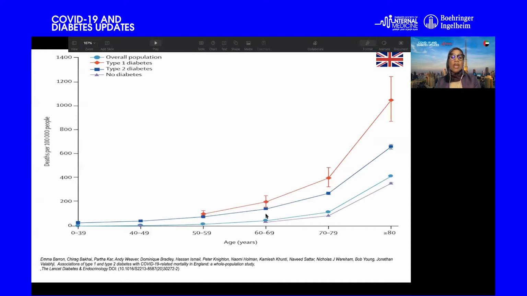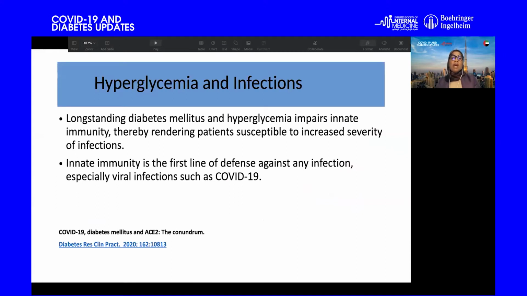So when the age is above 60, the mortality rates go up sort of exponentially. So what is it about hyperglycemia and infections? We know that with long-standing diabetes and the presence of hyperglycemia, it actually impairs the innate immunity, thereby rendering most patients with an increased risk for infections. And we also know that the innate immunity is actually the first line of defense against any infection, and particularly viral infections such as COVID-19.